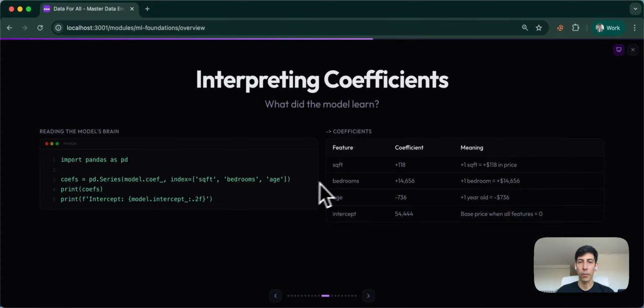A bedroom coefficient of 14,656 means each extra bedroom adds about 15K. And an age coefficient of negative 736 means each year of age reduces the price by $736. This is incredibly useful because it's not just a prediction, it's an explanation. You can actually understand why the model makes the prediction it does.